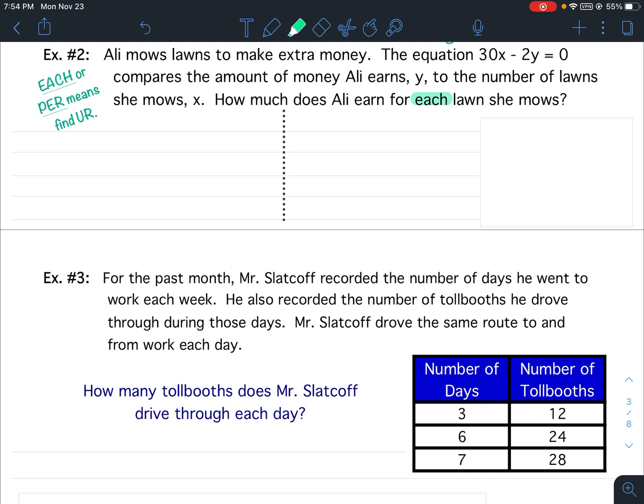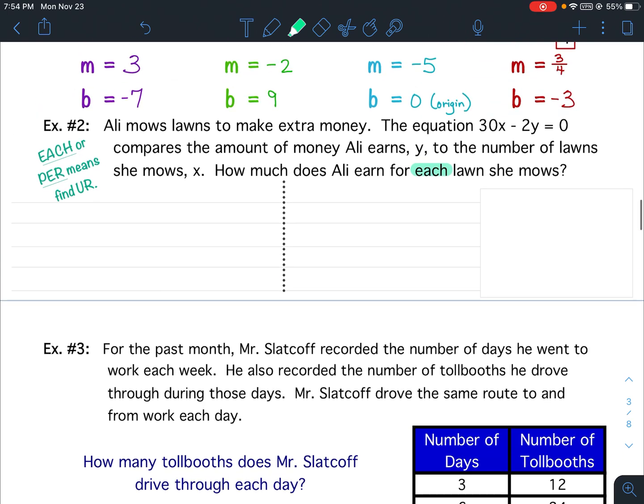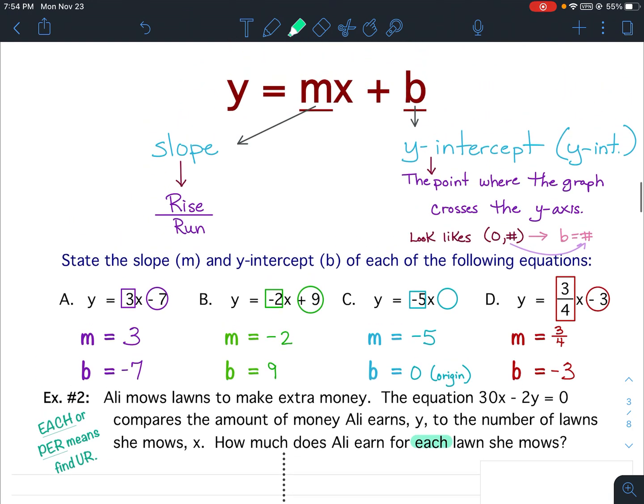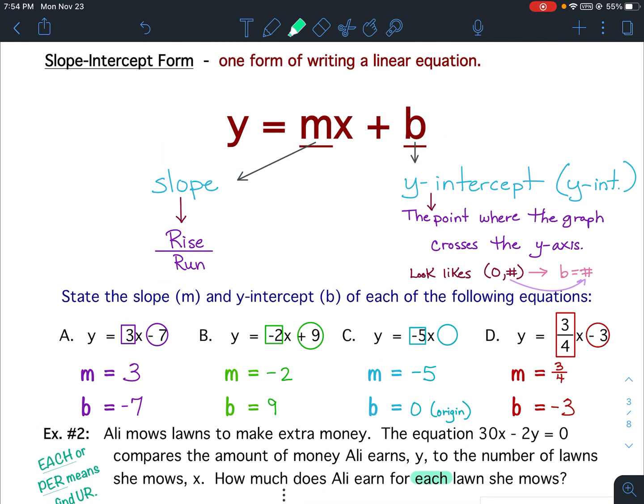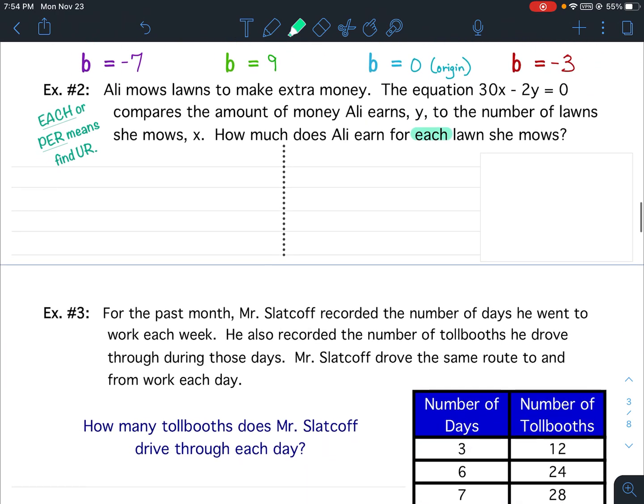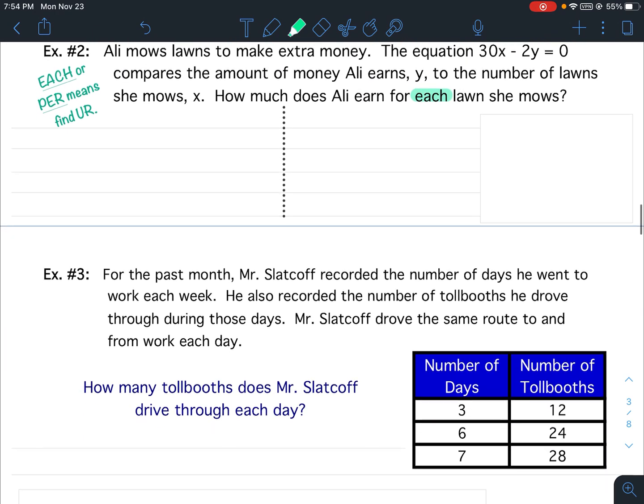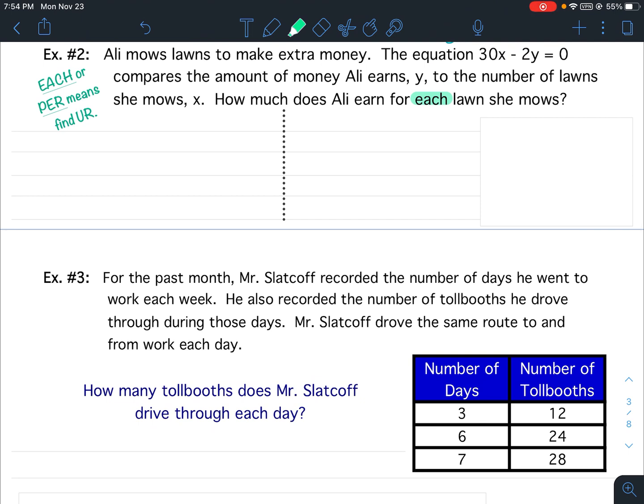Normally you would set up a rate and then find a unit rate, but they gave you an equation. So I can't just set up a rate because I have an equation. Well, that's why we went over slope-intercept form. If you have an equation and you put that equation into slope-intercept form, then your slope will be in front of x. In other words, I'm going to take the equation they give me and solve it for slope-intercept form. I'm going to solve for y, and the number in front of x will be my unit rate.